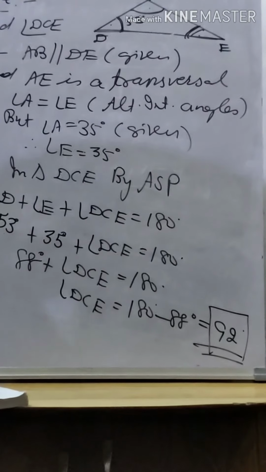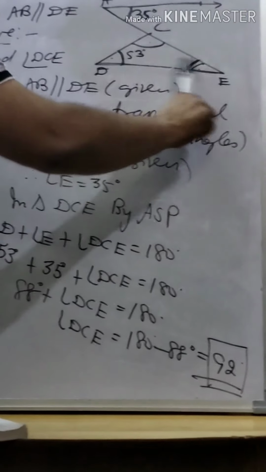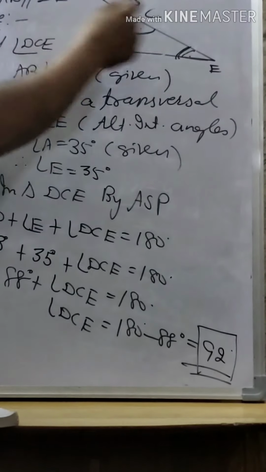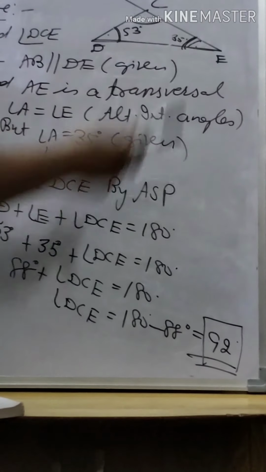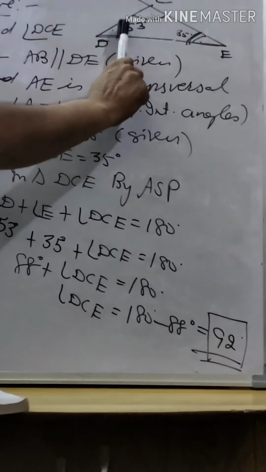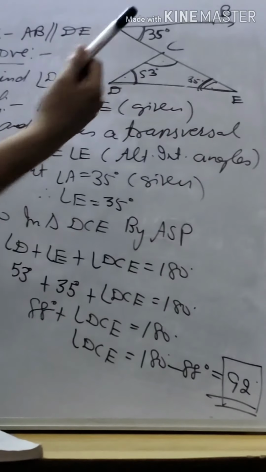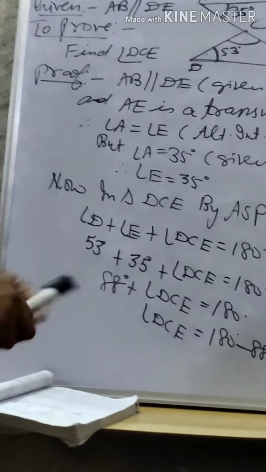So there are two simple steps you have to learn. First, these two lines are parallel, so alternate angles are equal: this is 35, this is 35. Now in this triangle, two angles are known, and by the angle sum property you have to find the third angle. Very easy concept. Understand? So now next, you read question number 4.